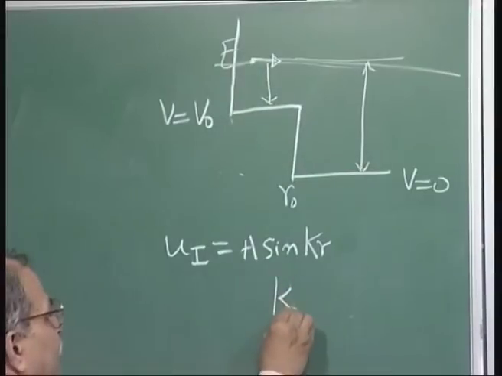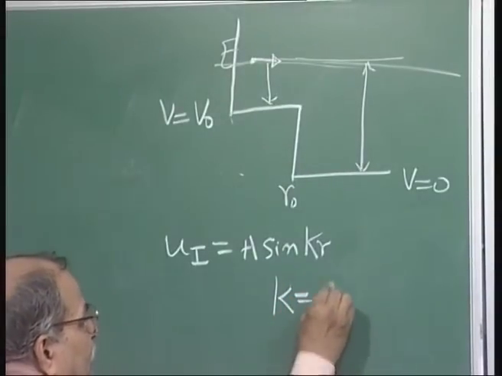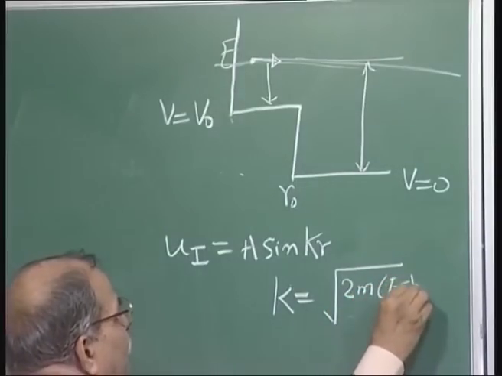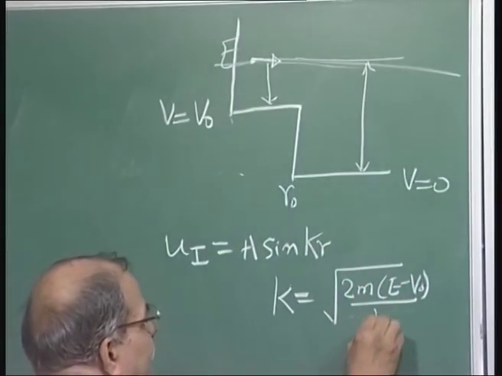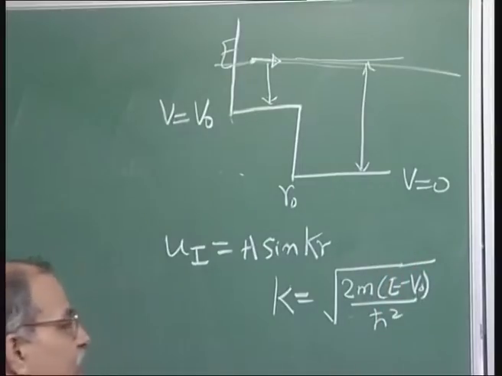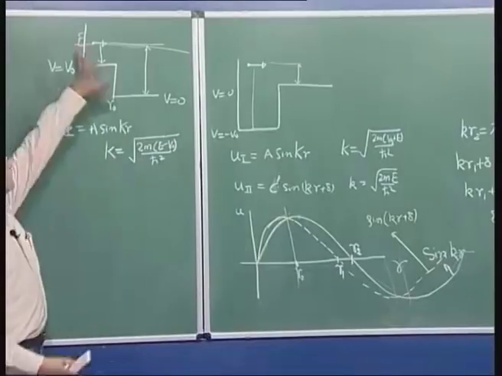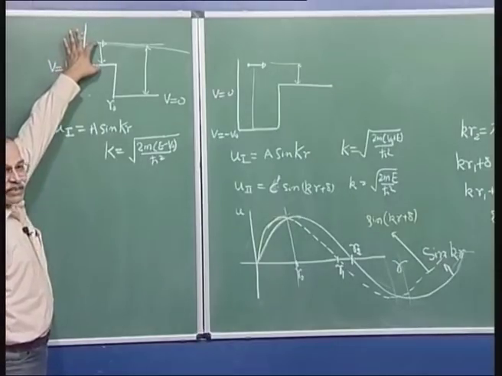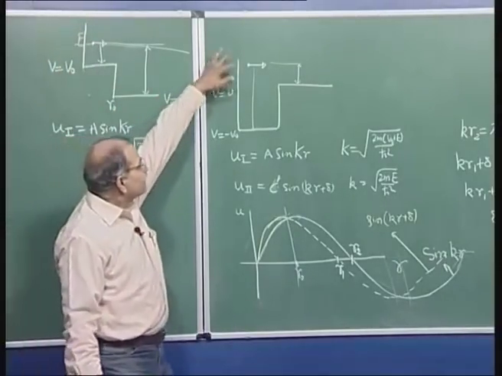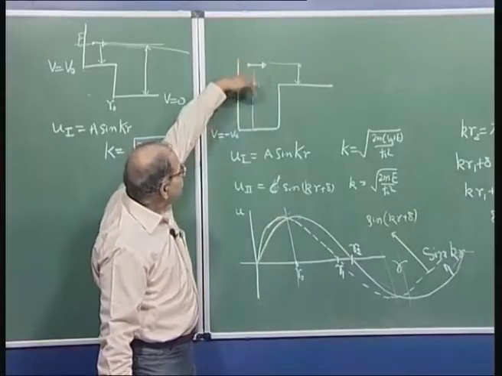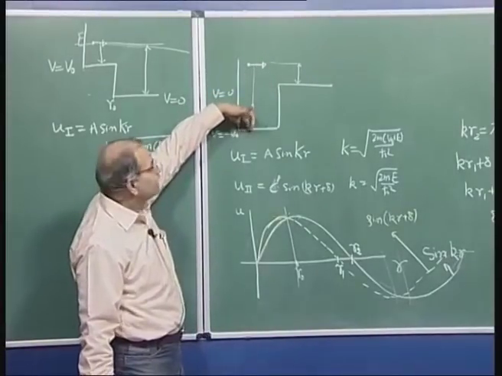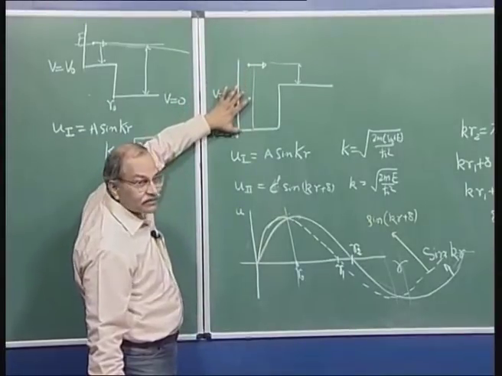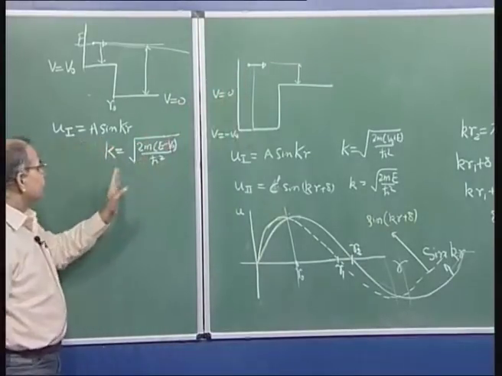Capital K will be square root of 2m(E minus V naught) divided by h cross square. It is this difference which comes in, right. So, this is E and this is V naught, E minus V naught. Here again, this difference of energy and potential energy. So, this is E and plus V naught. Here it is E minus V naught.